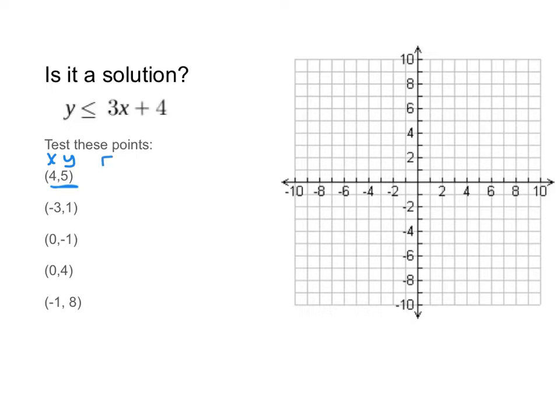So I'll write 5 is less than or equal to 3 times 4 plus 4. So 5 is less than or equal to 12 plus 4. I can see that's going to be true. And since it does work, I'm going to plot the point (4, 5), nice and big on my graph over here. I want you to go ahead and plot the rest of these points, please. Pause now.